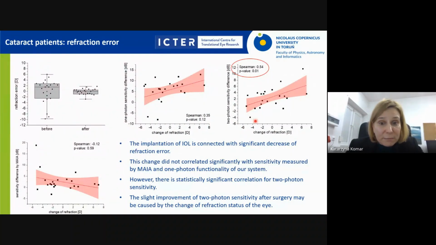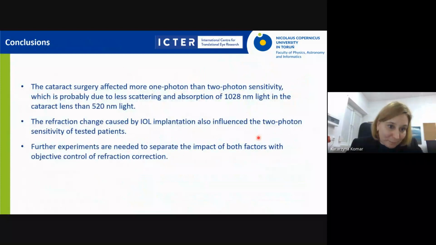However, it is even better for our hypothesis, because it means that this slight improvement of the visual sensitivity in the infrared two-photon beam may be connected with the improvement of refraction. So if we removed this factor, maybe the change for the infrared beam would be even smaller.